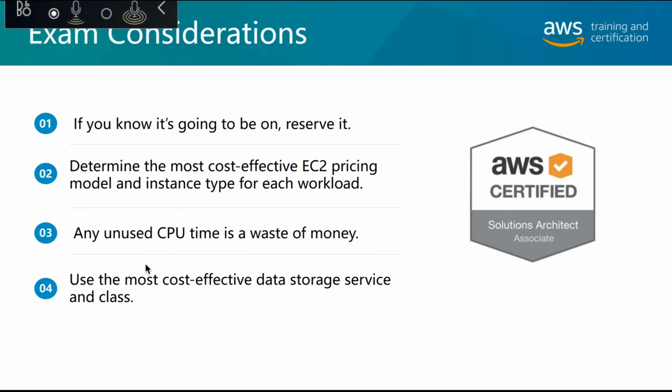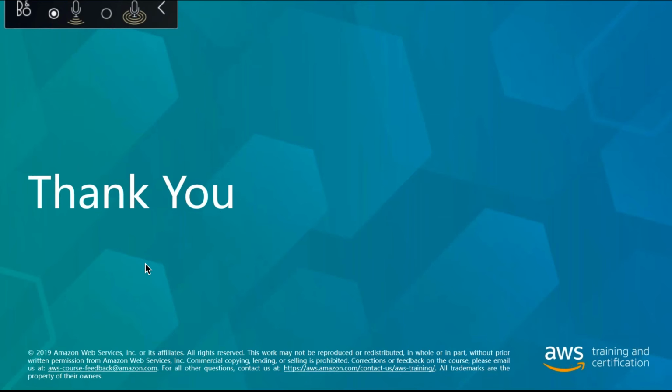So, exam consideration: if you know it's going to always be on, it should be a reserved instance. Determine the most cost-effective EC2 pricing model and instance type for each workload. Make sure you understand the different instance types. It wouldn't be a bad thing to just Google AWS EC2 instance types and review them. Any unused CPU time is a waste of money. Use the most cost-effective data storage service and class. So make sure, again, you review the different types of data storage tiers for S3.